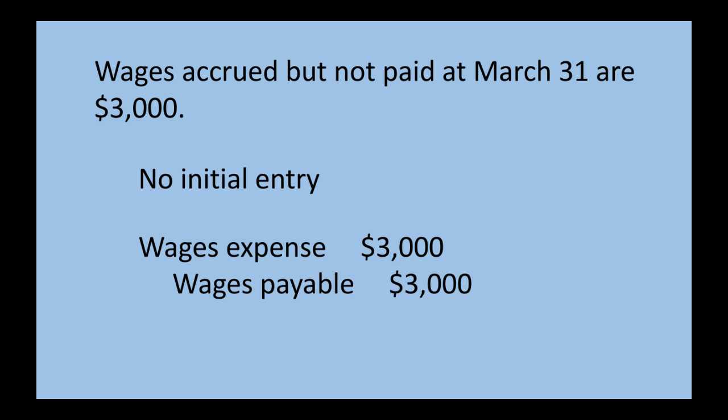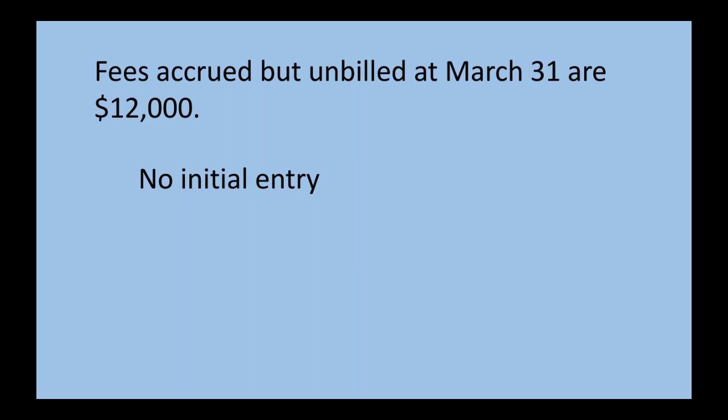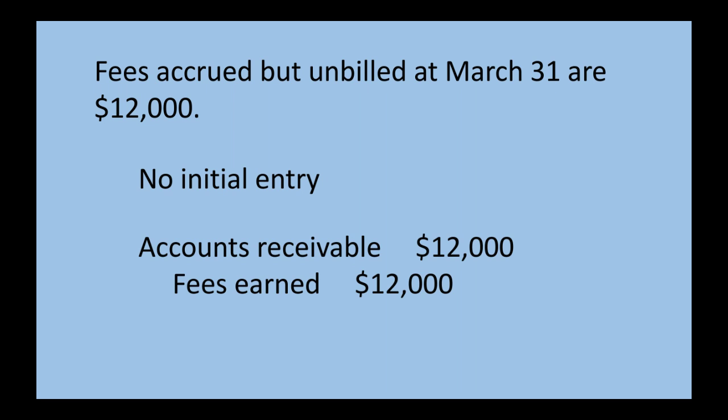for $3,000 as well. Accrued revenue accounts have no initial entry, just like accrued expenses. Because what has happened is that the company has performed a service for another person or another company, but they have not received payment for their services. So they're going to debit accounts receivable for $12,000, and then they will credit fees earned for $12,000 as well.